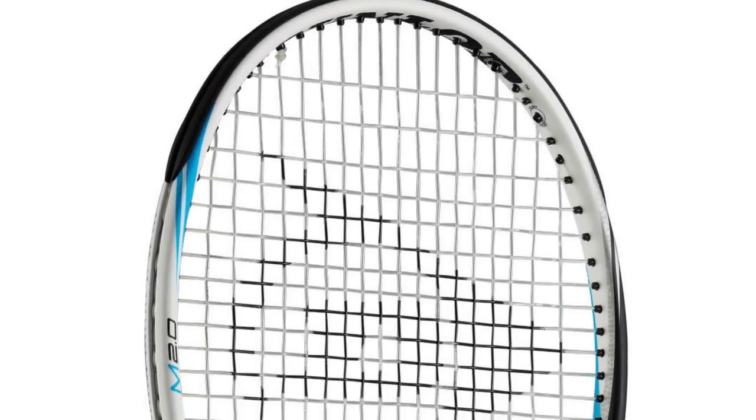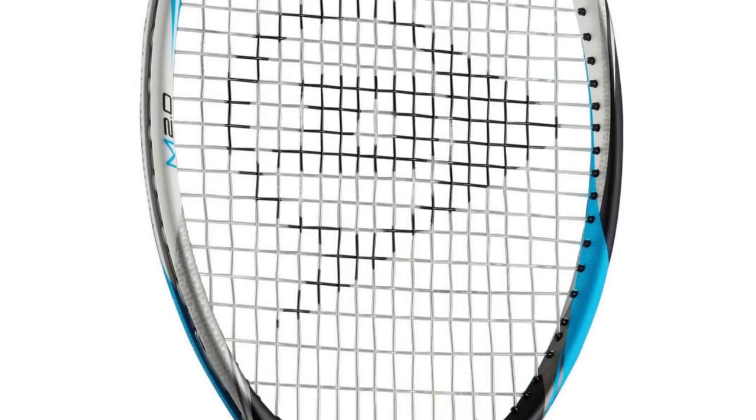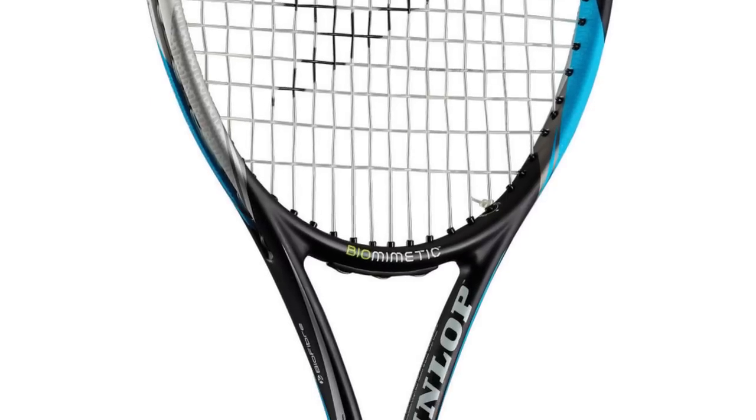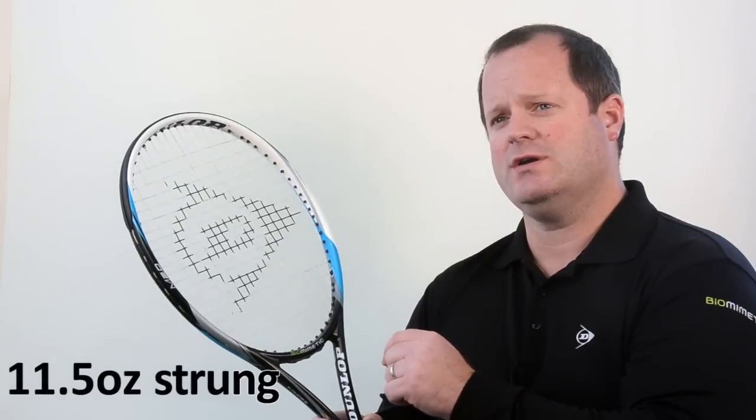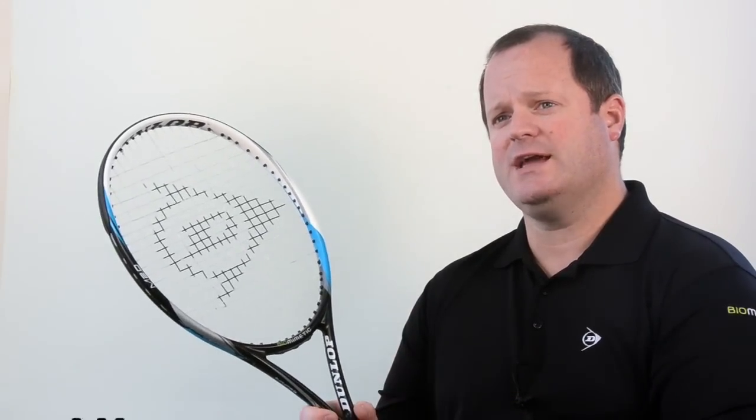The new M2.0 from Dunlop is a brand new mold which features a rounder head shape and a softer, more contoured beam. The M2.0 is a 95 square inch head with a 16 by 19 string pattern. It's about 11.5 ounces strung, and it's about 6 points head light strung as well.